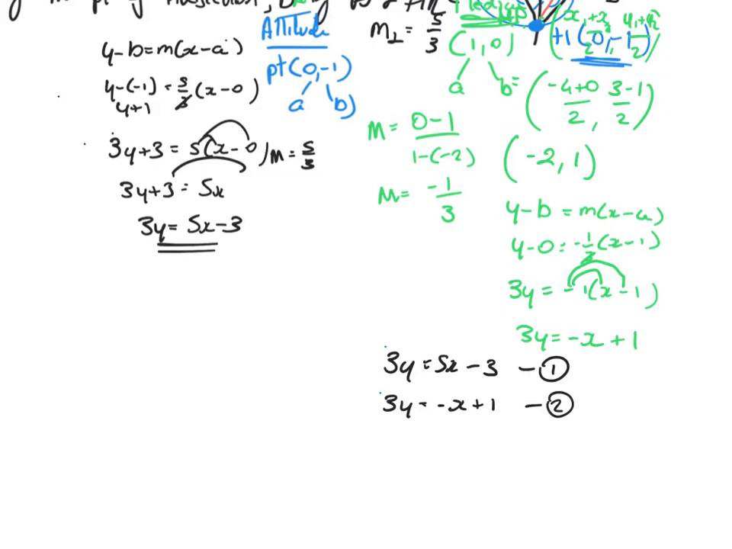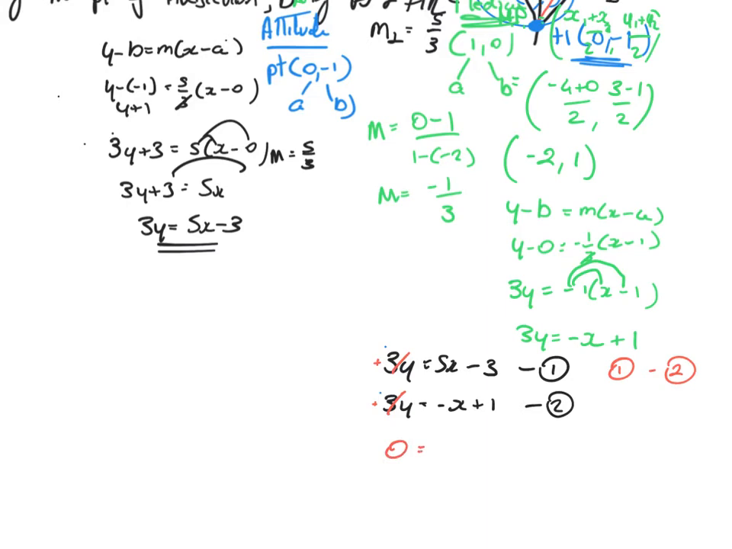Now remember that if the signs are the same, you subtract. If the signs are different, you add. Now we can see clearly that that is a positive and that's a positive. The signs are the same, so I'm going to subtract. So I'm going to do 1 take away 2. I could do 2 take away 1, it wouldn't matter. Okay, so 3y minus 3y cancels out to leave me with 0.